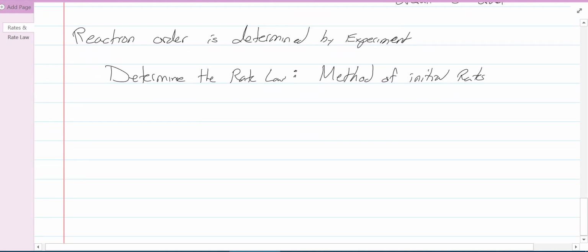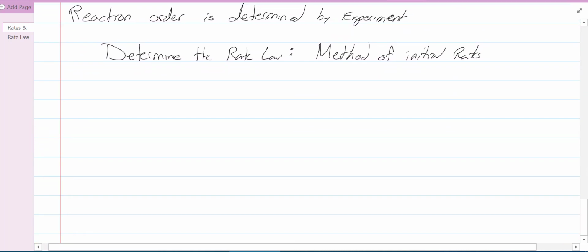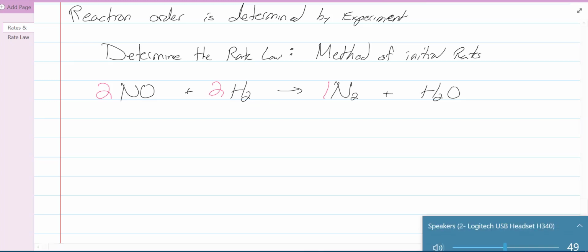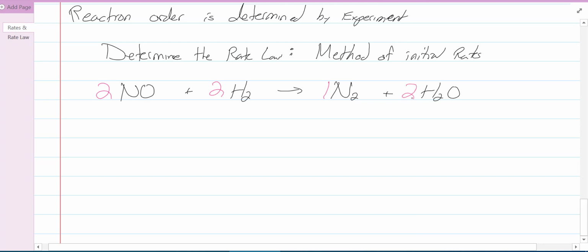All right. So let's look at an example here. I have, let's say, NO plus H2 going to N2 plus H2O. So let's say we got 2NO, 2H2, 1N2, and 2 waters. Let's say everything's a gas. Gas, gas, gas, gas.